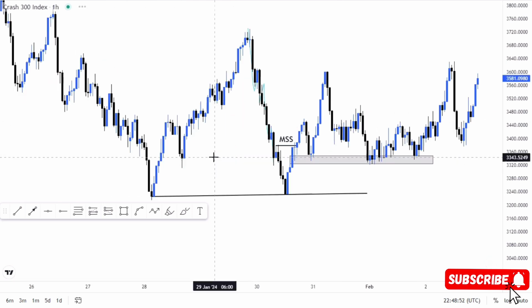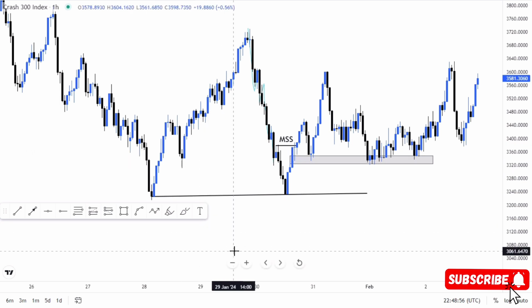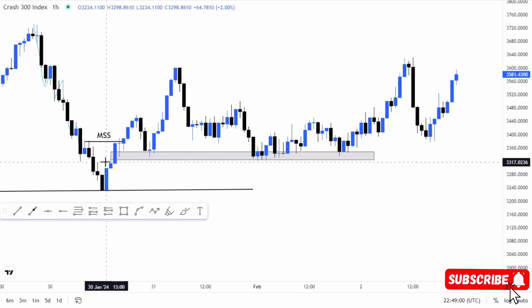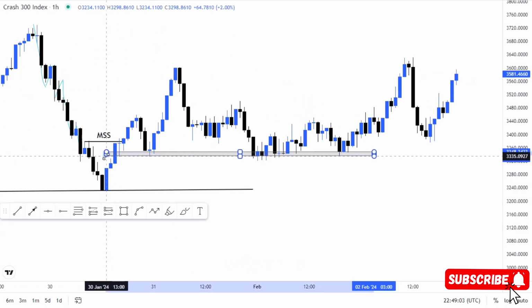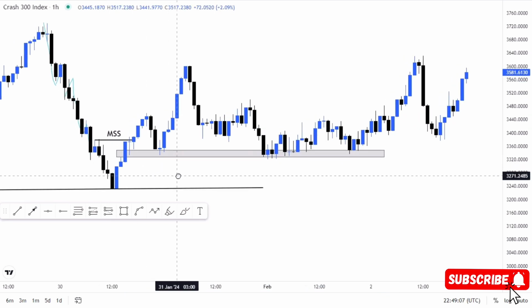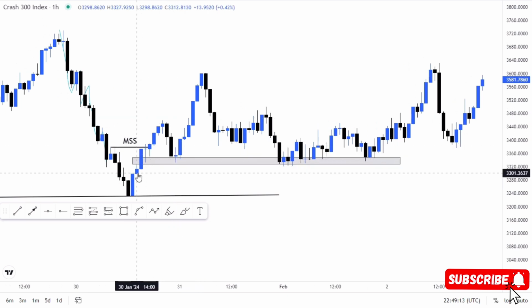Right now let me go to the hourly time frame and readjust, and mark out that level. You can clearly see that on the 1 hour time frame we have a fair value gap which the market retreated into. And we are looking at this now, after the break of the market structure shift.